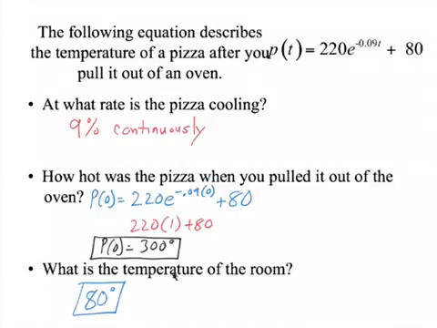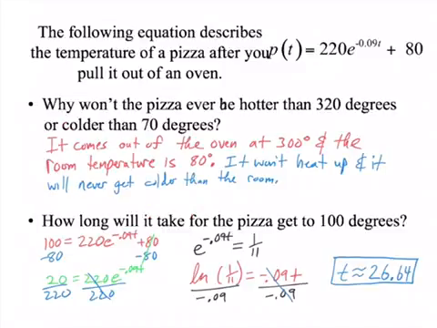Next, what is the temperature of the room? Well, the temperature of the room is, as it decays, what are you approaching? And you're approaching 80. Because really there's an asymptote at 80. So you're approaching 80. It's never going to get below 80, but it's dropping closer and closer to 80. So that is the temperature of the room.